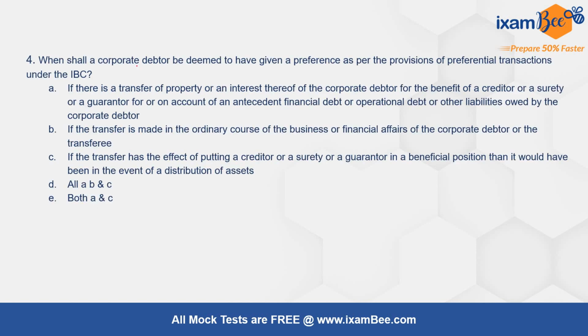Now the next question is, when shall a corporate debtor be deemed to have been given a preference as per the provisions of preferential transactions under the code? So see, there are certain categories of transactions which have been termed as avoidable transactions. These transactions are required to be avoided so that the objective for which the code was brought into effect is not hampered. So these avoidable transactions include preferential, undervalued and extortionate transactions, and all of these have to be avoided. So specifically talking about preferential transactions, when can the corporate debtor be considered to have given a preference as per the preferential transactions under the code?